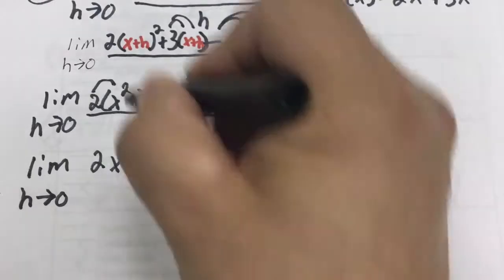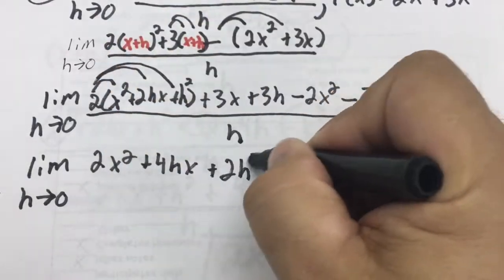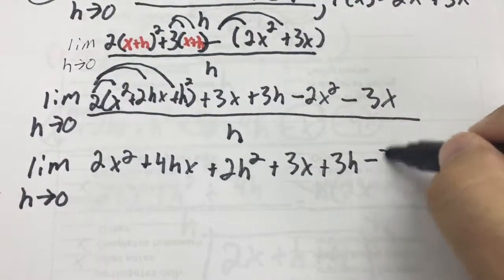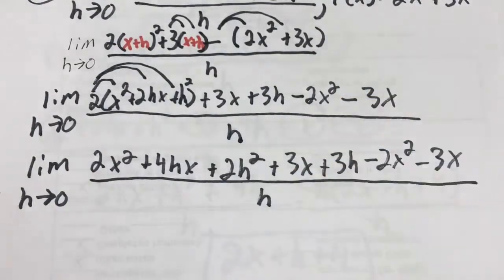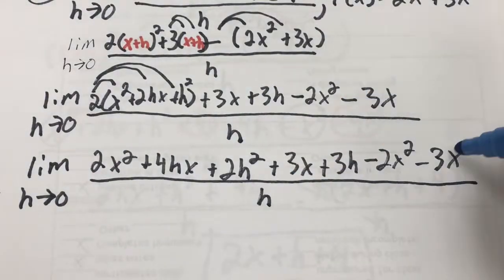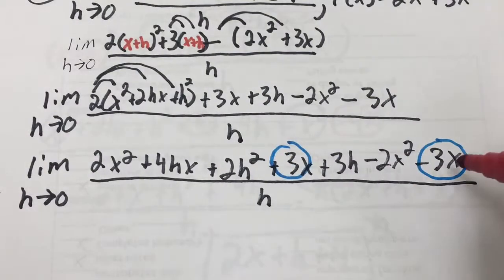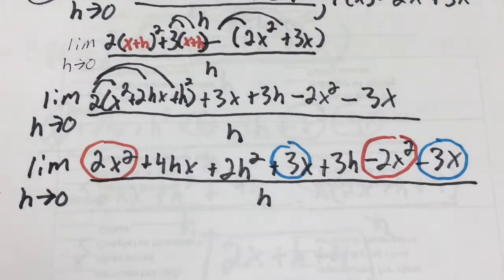So that's going to give me 2x squared plus 4hx plus 2h squared plus 3x plus 3h minus 2x squared minus 3x all over that h. Again, I want to see if stuff disappears, and the clue is to work from the back end. You should start to realize that everything from the back is going to cancel out with a few items from the front. So the negative 3x and the positive 3x cancel out. The negative 2x squared and the positive 2x squared cancel out. And that gives me this next line.